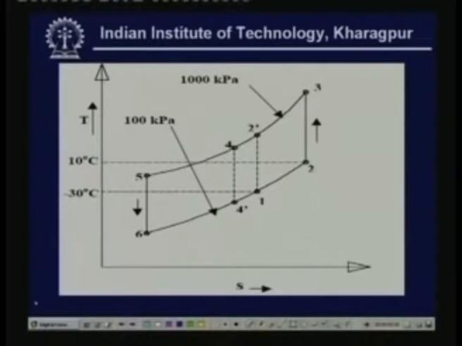Now, from the input data, we know that the temperature at the exit of the low temperature heat exchanger is minus 30 degrees centigrade. We know this temperature, and we also know the pressure. So, immediately we can locate this point. It is also given that the temperature at the inlet to the compressor is plus 10 degrees centigrade. Since this pressure is also the same, 100 kilopascal, we can also locate this point. Now, we have to find out the remaining state points.